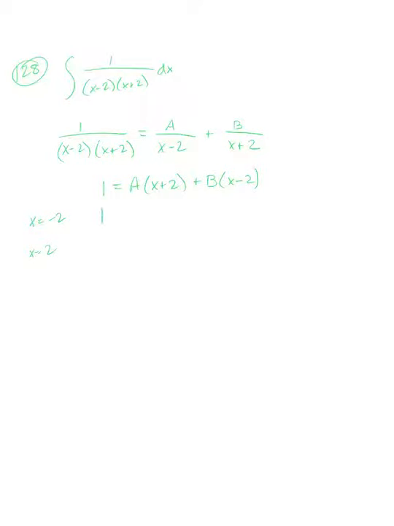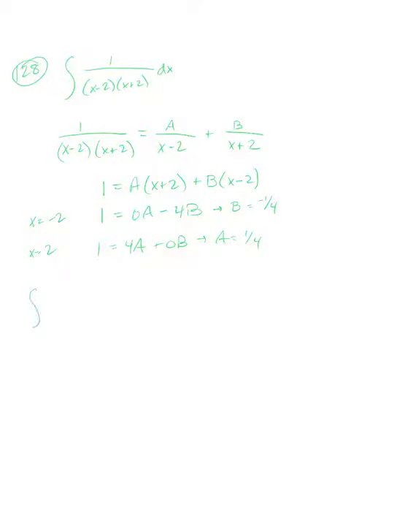So this is going to be 1 equals 0a minus 4b. So that tells me that b is negative 1/4. And then when I plug in a 2, I get 1 equals 4a plus 0b. So a is positive 1/4.